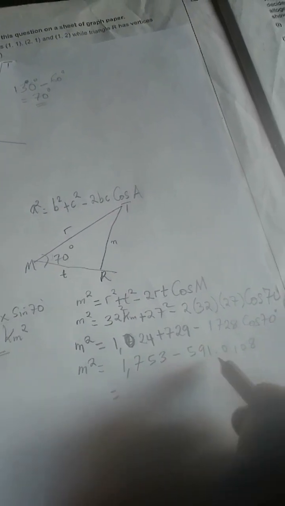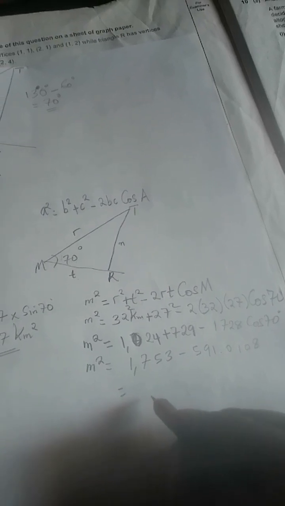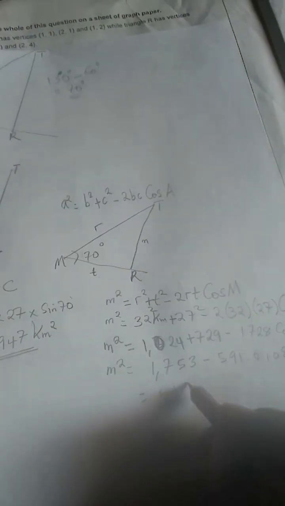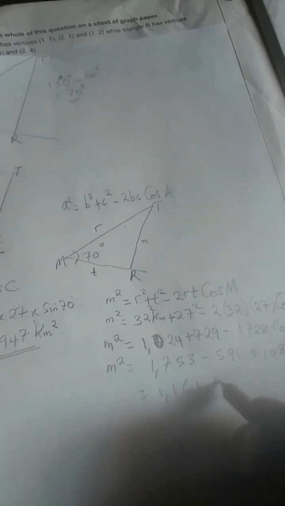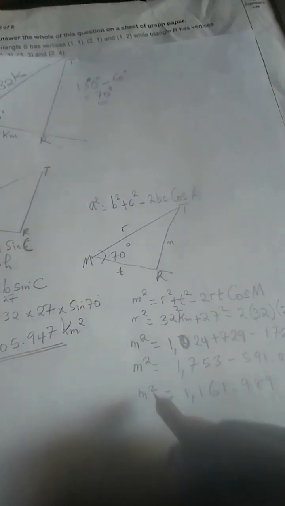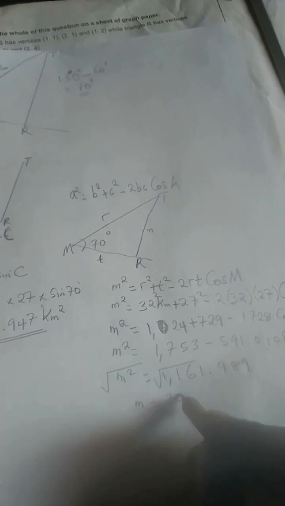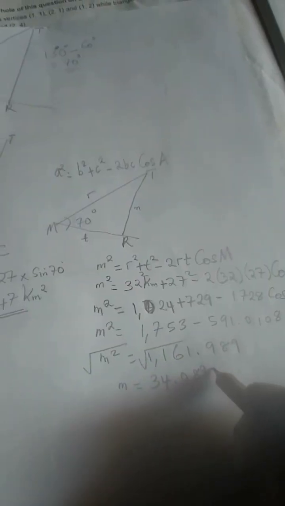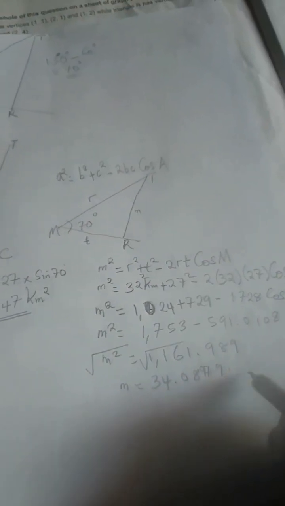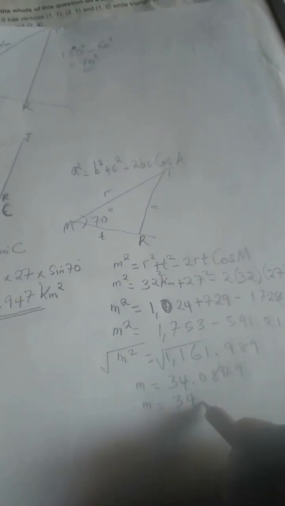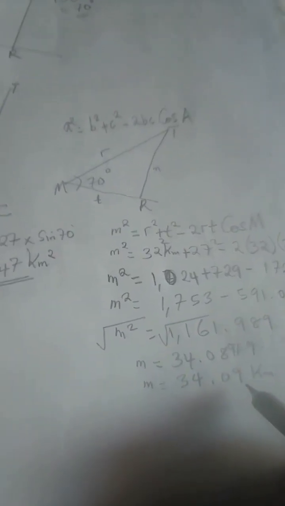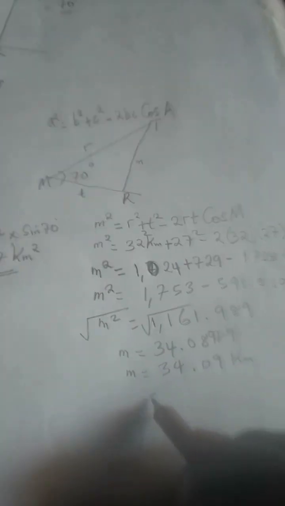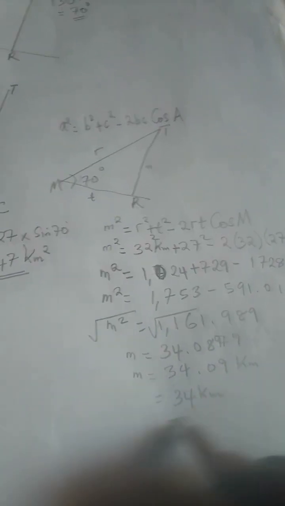And then when I do this, what I get is 1,161.989. This is m squared, but we want to remain with m, meaning you are taking the square root of both sides, and what you have is 34.0879, and it goes like that. That simply means your final answer is 34.09 kilometers. But since they want it to the nearest kilometer, meaning you just put your answer as 34 km, and this is your final answer.